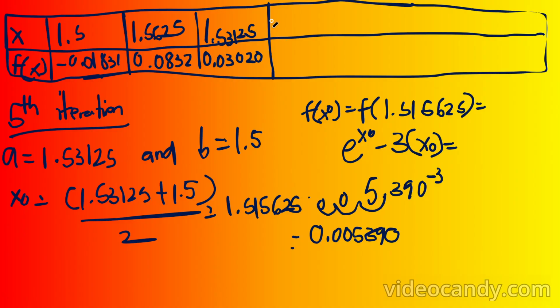So that's after number. 1.515625 and 0.005390. So that's the answers in the fifth iteration.